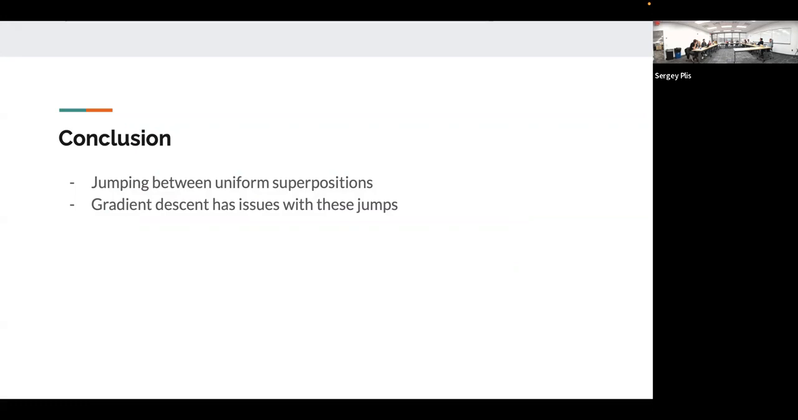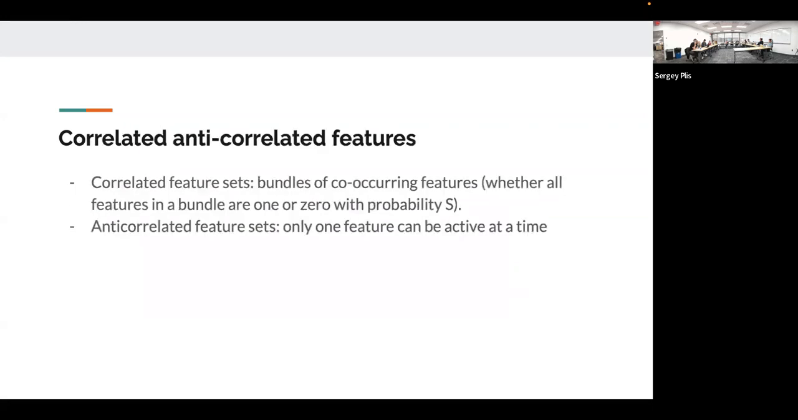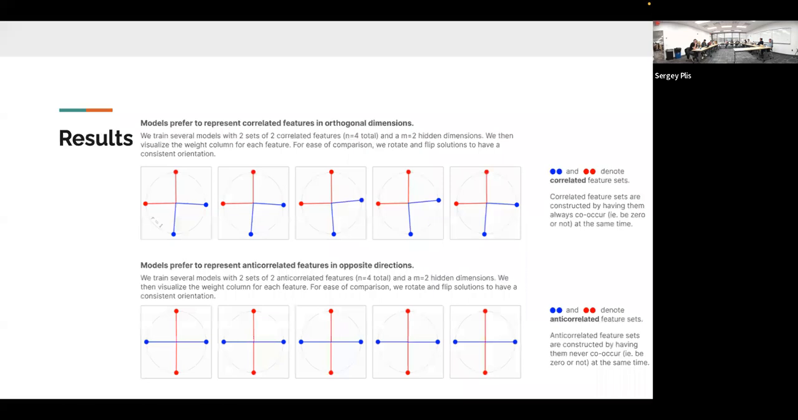Okay, so their conclusion is that they jump between uniform superpositions when you vary the sparsity, and gradient descent has an issue with these jumps. Then they look at correlated versus anti-correlated features, which are bundles of co-occurring features and bundles of anti-correlated features where only one feature can be active at a time. And it looks like this. So models prefer to represent the correlated features in orthogonal dimensions.